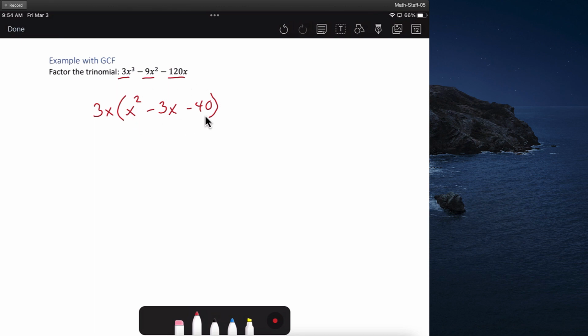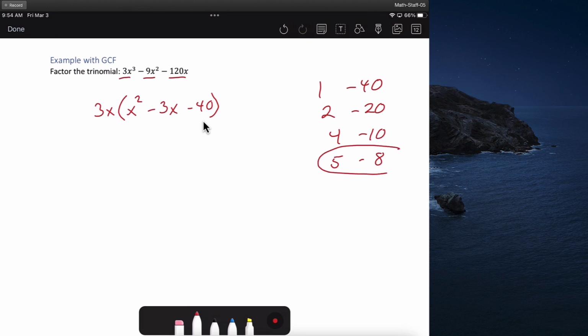Find the pairs of numbers that multiply to negative 40 and add to negative 3. So we have 1 and negative 40, 2 and negative 20, 4 and negative 10, 5 and negative 8. Which one of those pairs of numbers has a sum of negative 3? 5 and negative 8. So we have 3x times x plus 5 times x minus 8.